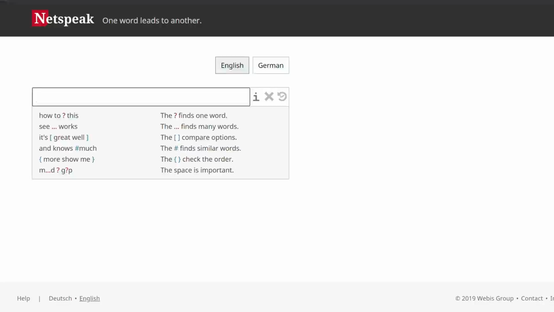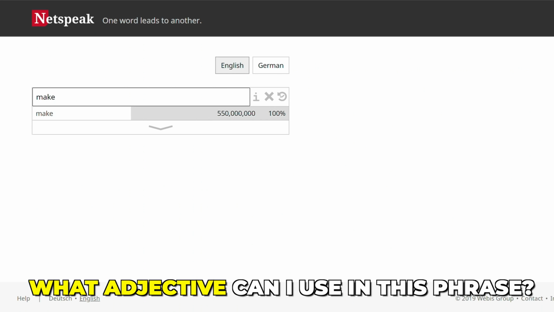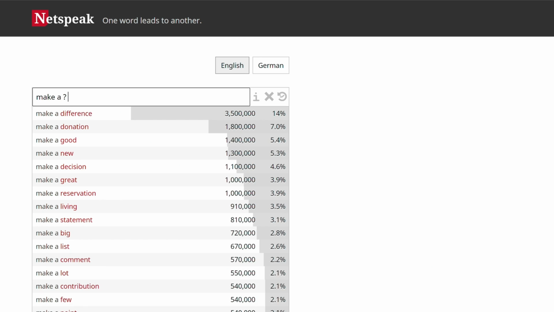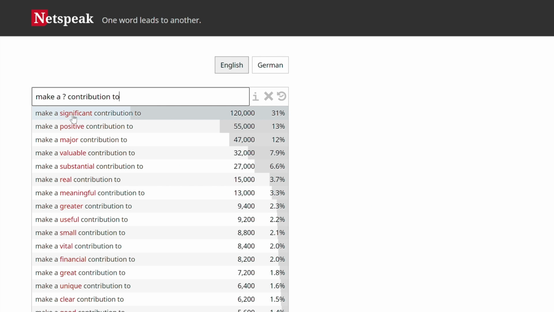In one of the previous videos, I talked about the phrase "make a contribution to." So maybe you're wondering, what adjective can I use in this phrase? Make a blank contribution. What Netspeak is going to give you is the count, how many times this particular phrase has come up in the corpus, and the percentage. So you can clearly see that "significant" is by far the most frequent, and then positive, major, valuable, substantial, and so on. Now, it doesn't mean that these words are not correct. They are, totally. It's just that by frequency, you can also see which one is more common.